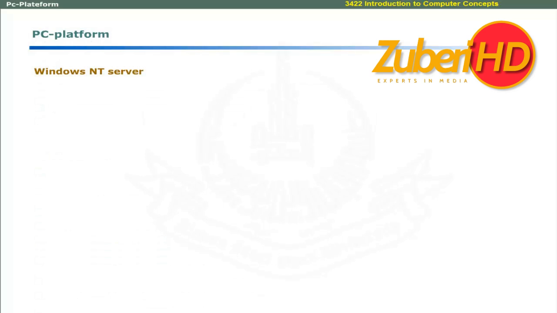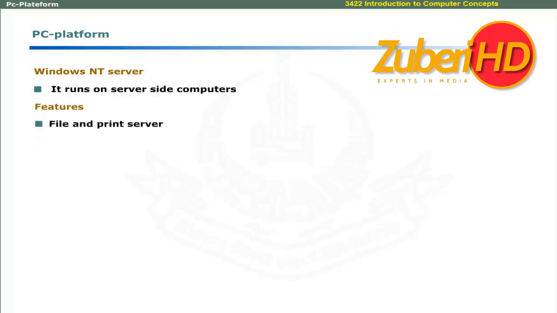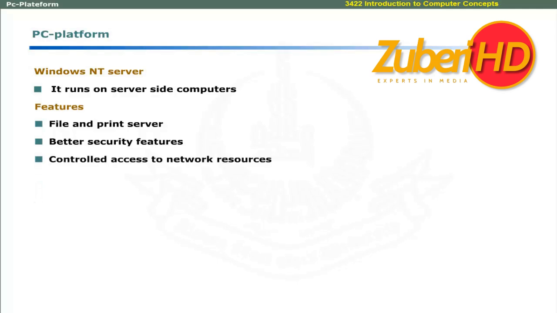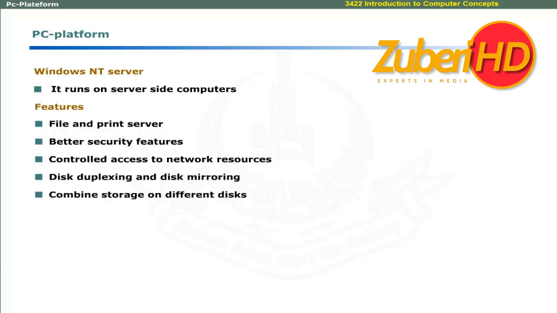Windows NT Server is another operating system. It runs on server-side computers. It has a similar look and feel to Windows NT. It has features like file and print server, better security features for grouping and authenticating users, controlled access to network resources, disk duplexing and disk mirroring, and combined storage on different disks to look and function as a single disk.